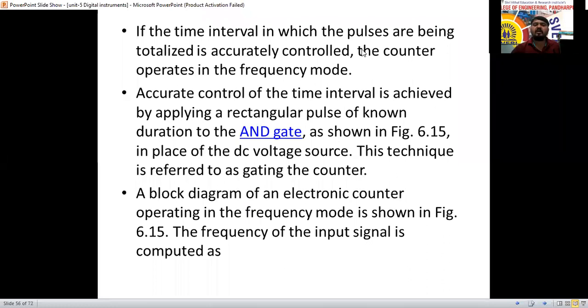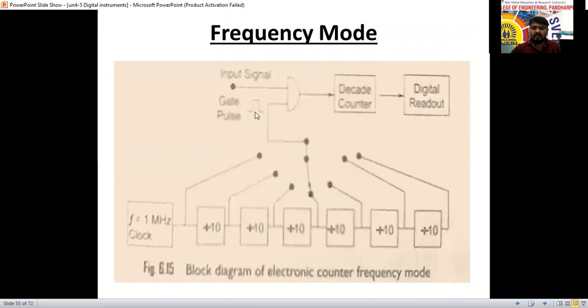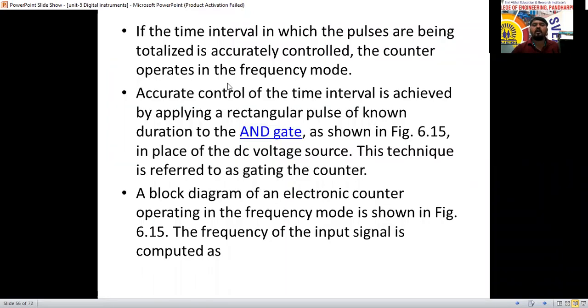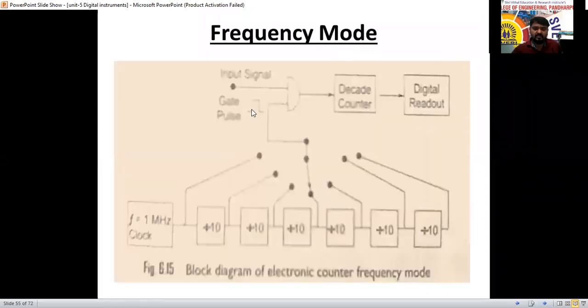If the time interval in which the pulses are being totalized is accurately controlled, during a time interval whatever pulses are given are totalized, and we accurately control this by giving the gate signal pulses, and the counter operates in the frequency mode. So accurate control of the time interval is achieved by applying a rectangular pulse of known duration to the gate. See here, which pulse is it? It is nothing but a rectangular pulse only.